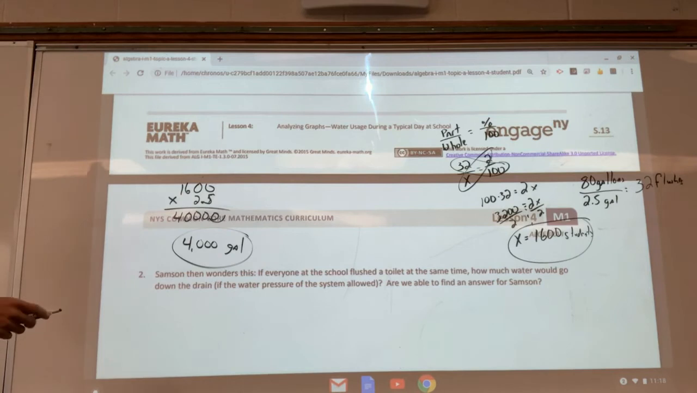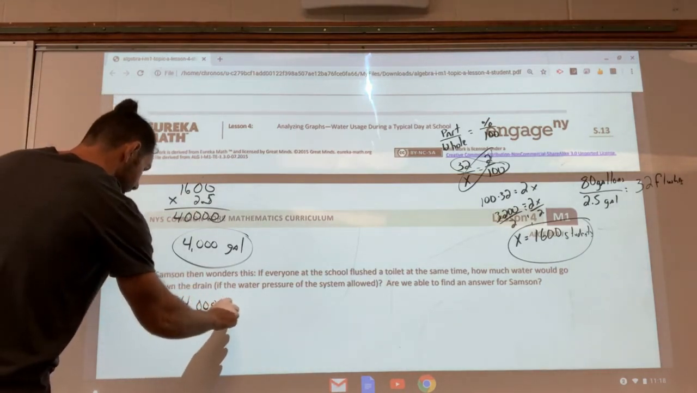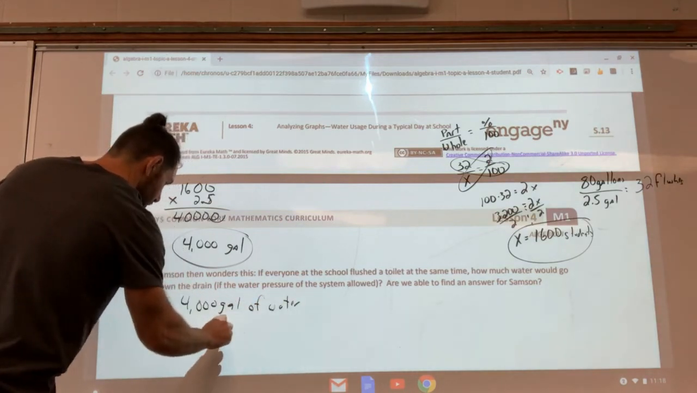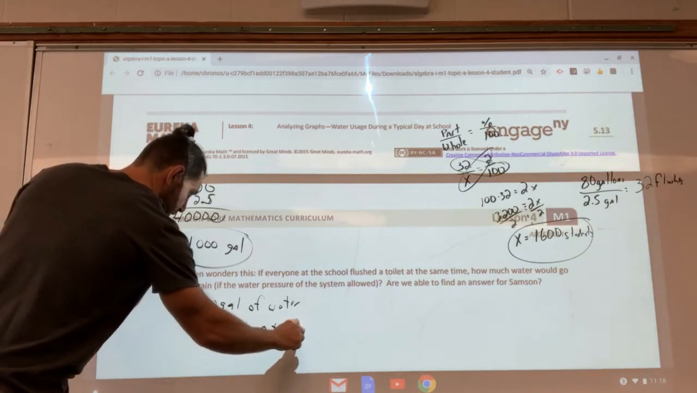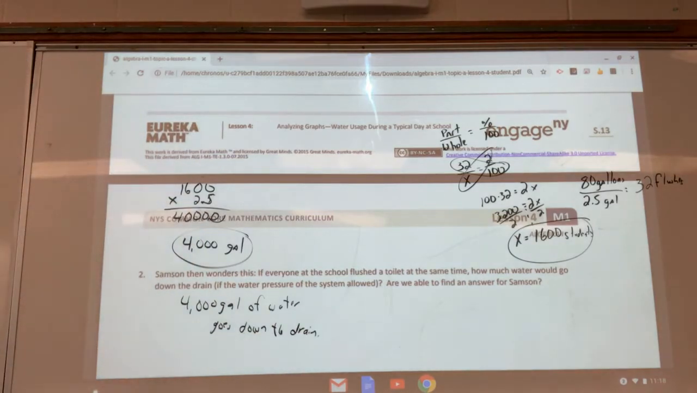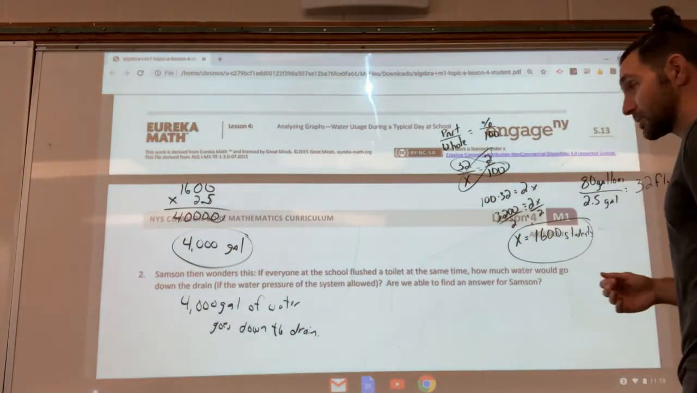It's a word problem, give me words. How much water would go down the drain? 4,000 gallons of water goes down the drain. Okay? Basic. Those were basic math problems. All of that was able to be done with actual calculations.